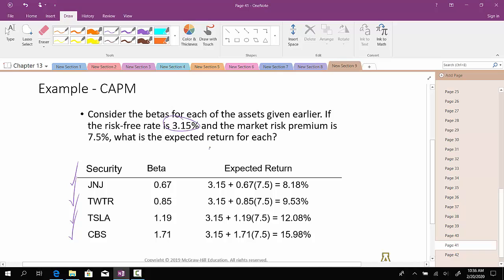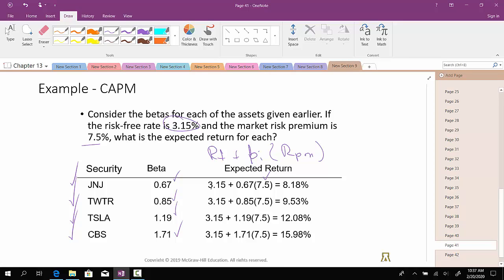Again, it's the risk-free rate plus the beta for the individual stock times the difference between the expected return on the market and the risk-free rate. And we know that difference is the market risk premium, so I'm going to write RPM here. And we know that the risk premium is 7.5%, so that's where we get the 7.5. We know that the beta for each stock is given to us in this particular column, and then the risk-free rate was given to us as 3.15. So plugging those numbers into the equation, you should get the following expected returns: 8.18% for Johnson & Johnson, 9.53% for Twitter, and so forth.